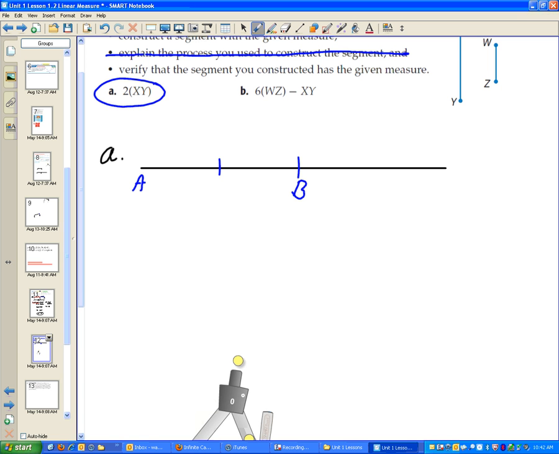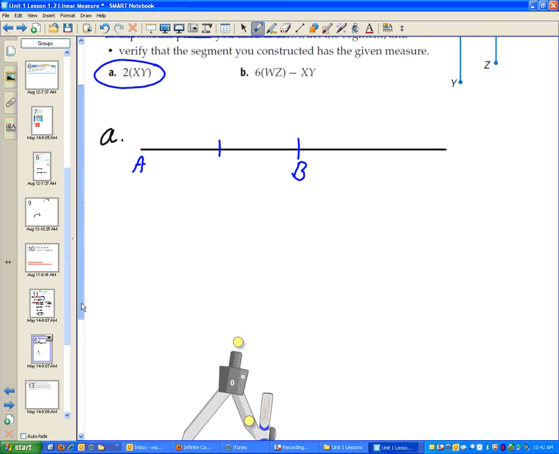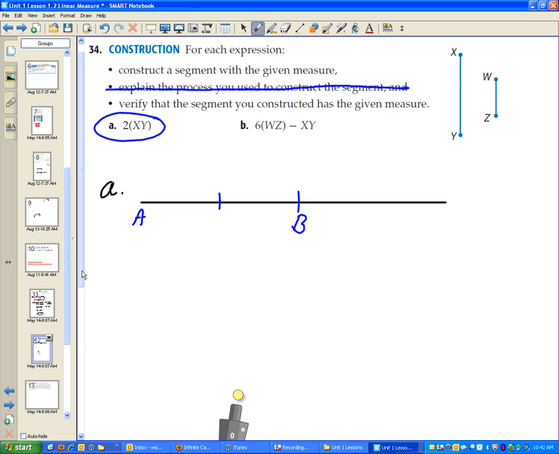Don't do it yet. You're going to get time in a minute. You see what you would do for B? Yeah. It's going to take some work, isn't it? Yes. But you're going to measure WZ, which is in your book, with your compass. Mark it off 6 times. That'll be 6 times WZ, and then come backwards the length of XY. So I'm going to let you do that.